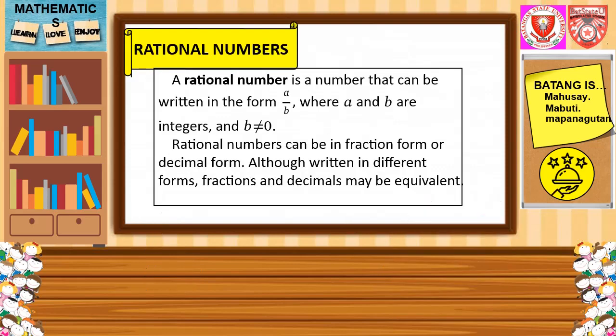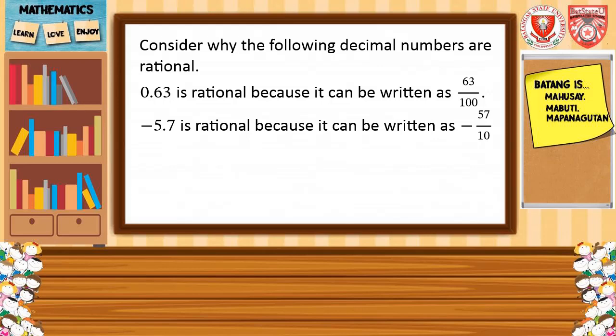Rational number. A rational number is a number that can be written in the form of a over b, where a and b are integers and b is not equal to 0. A rational number can be in the form of a fraction or decimal. Although written in different forms, a fraction and a decimal may be equivalent. Consider why the following decimal numbers are rational.